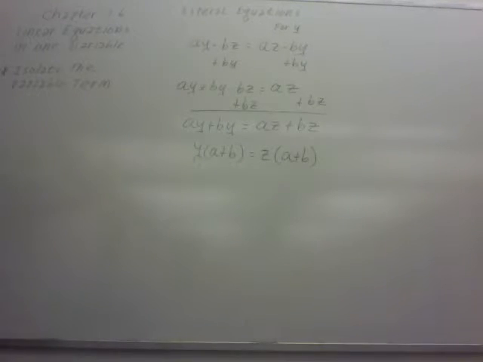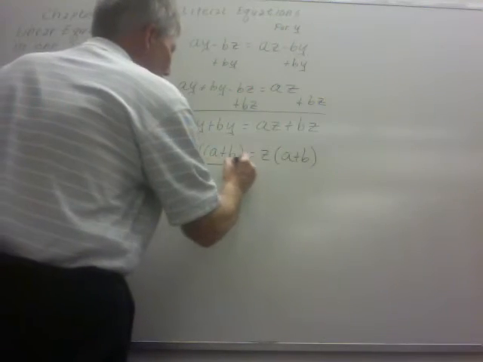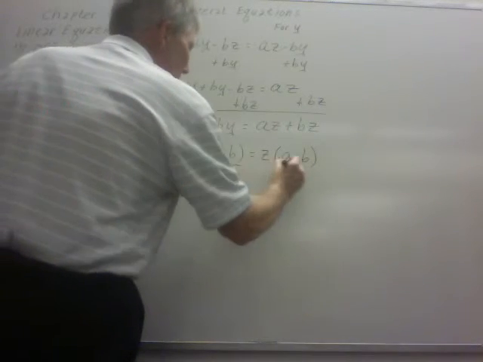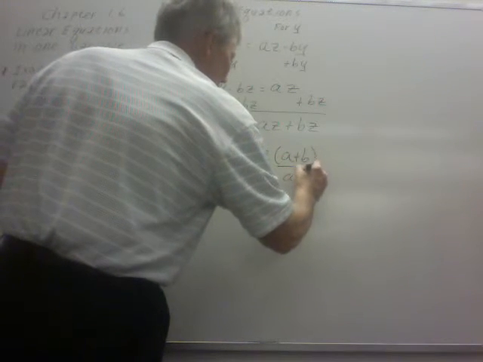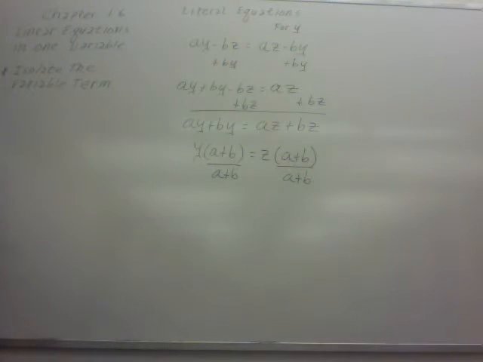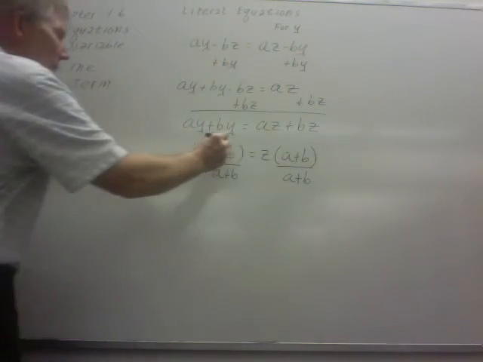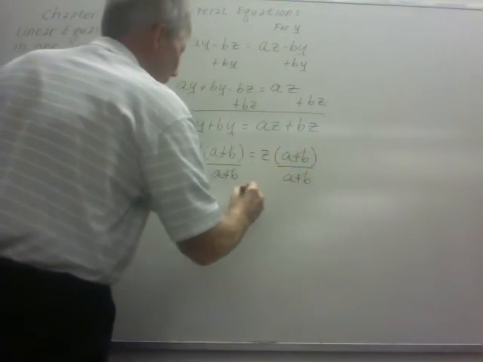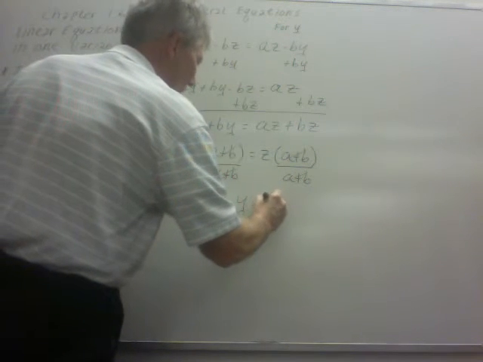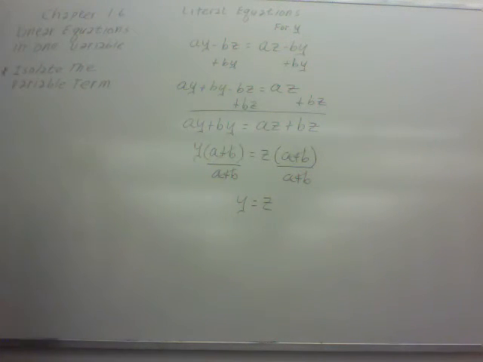Now, once again, something we've been talking about all along. I need now to go ahead and divide both sides by the coefficient of the variable, which is the term by which the variable is being multiplied. Y is being multiplied by the quantity a plus b, so that is my coefficient. That's what I'm dividing both sides by. When I do that, I get y is equal to z, and that is the answer to that particular literal equation.